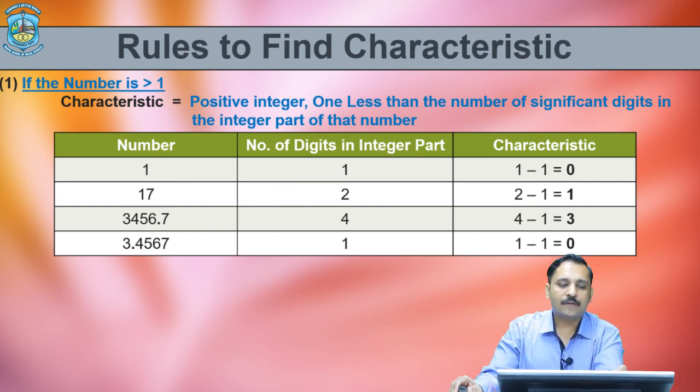In the next example, we have 3456.7. In this number, the integer digits are 4, that is 3456. Hence, the characteristic value is 1 less than this. That means 4 minus 1 is equal to 3. In the number 3.4567, we have only one integer digit, that is 3. That means 1 minus 1 is equal to 0 is its characteristic value. So I repeat, the characteristic of any value is the number of positive integers in it minus 1.